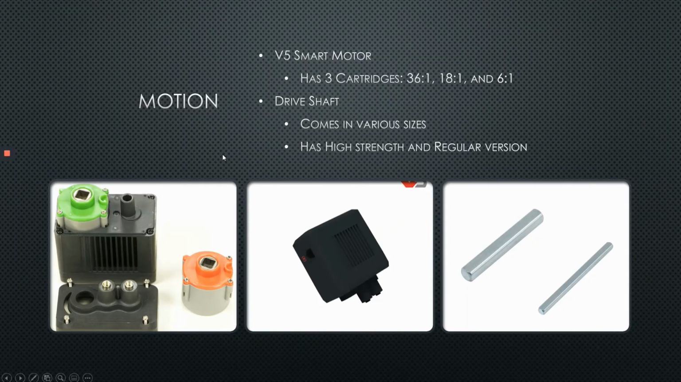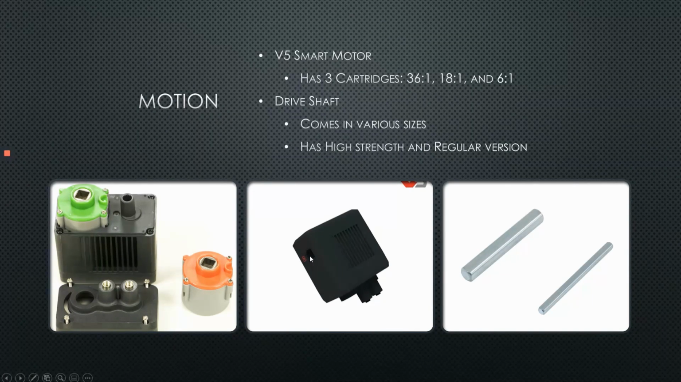The next section is motion. The major part of motion is the motor. This is called the V5 smart motor. You can see it has a socket on the side. You put a wire to that, and then to the robot brain, which we saw earlier.